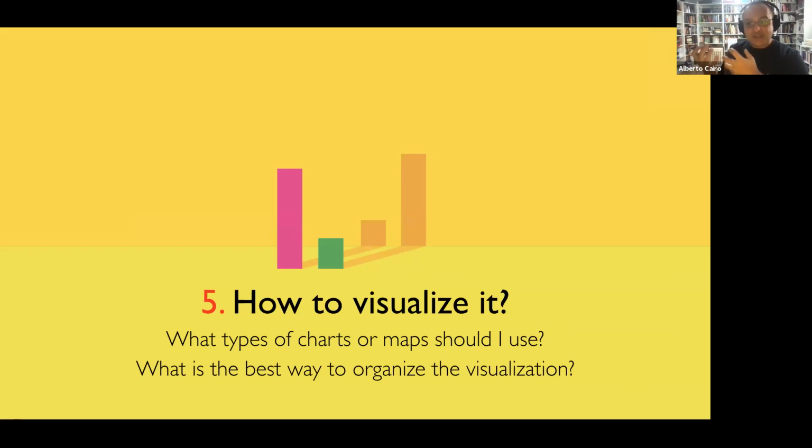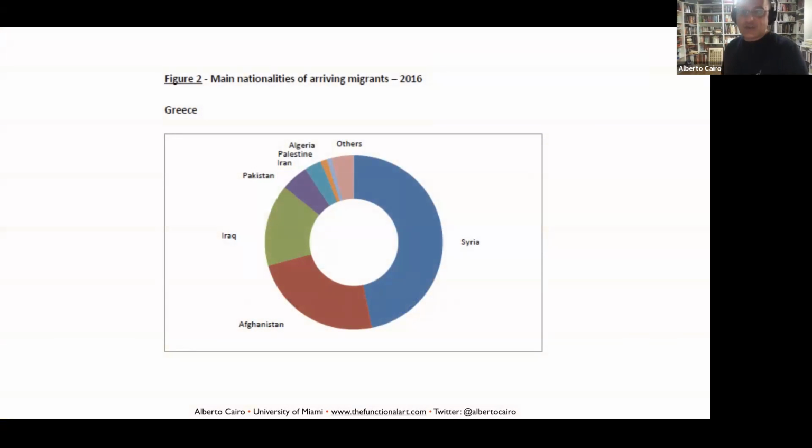The way to represent your data, the type of chart or map or graph you're going to use: how do you make choices? The answer is always, it all depends on what you want to communicate. The same data set can be represented in multiple ways, all of them appropriate, depending on what the purpose is. So, a quick example. This is a graphic that was shown to me years ago, a super simple pie chart showing where migrants arriving in Greece in 2016 came from.